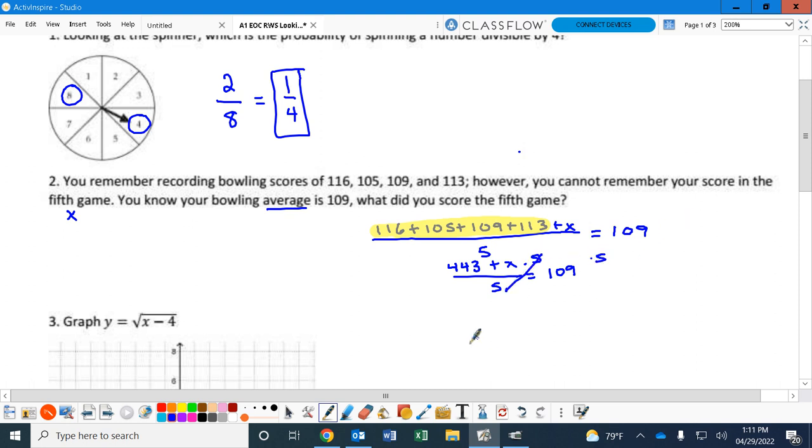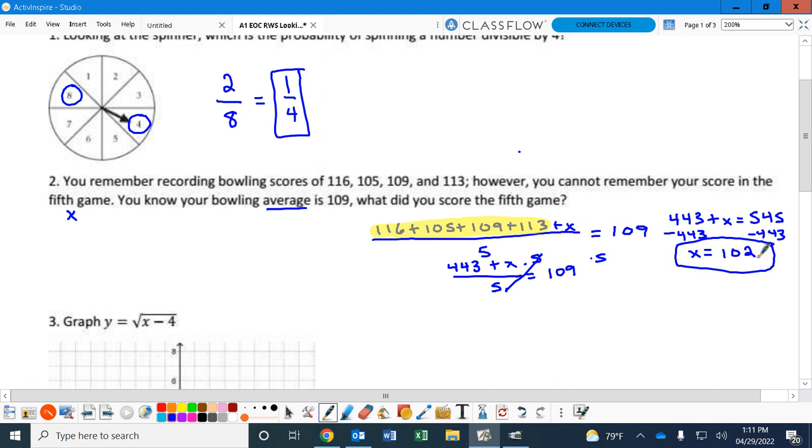I'm going to carry it up here because I don't want to waste my space down here, guys. Don't carry that way too low, because you want room to write your table down here. So that's going to make it 443 plus X equals, what's 109 times 5? 545. Minus 443 minus 443, and X is going to be equal to 102. And 102 would be your answer. So the 5th score would be 102.